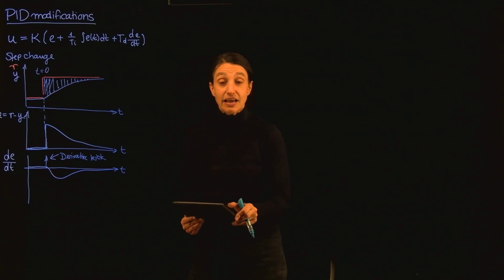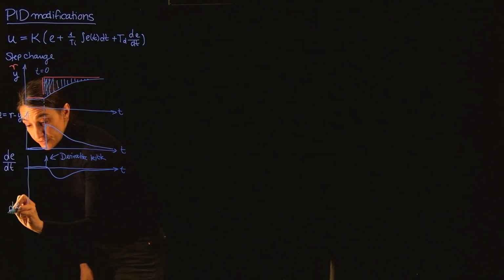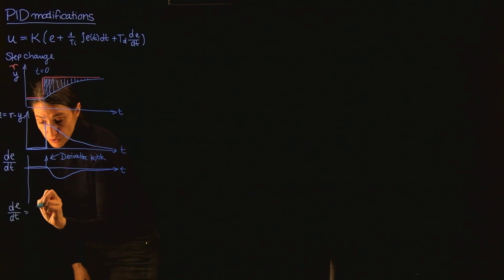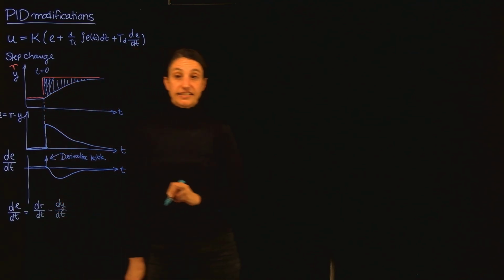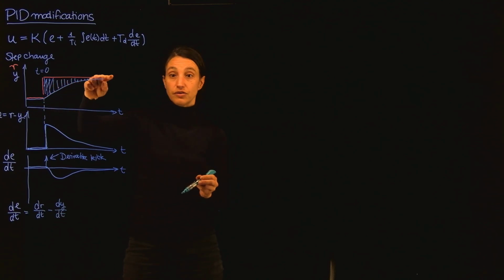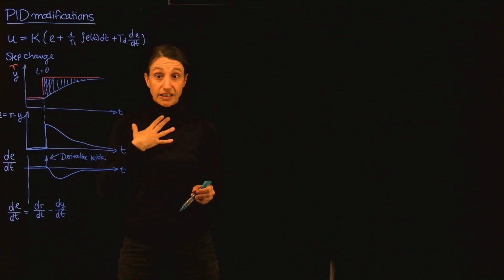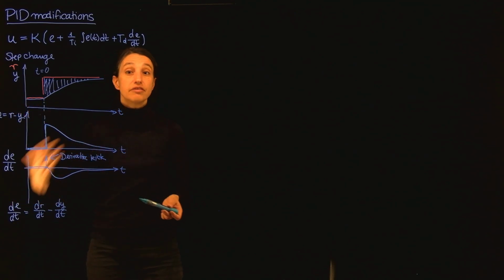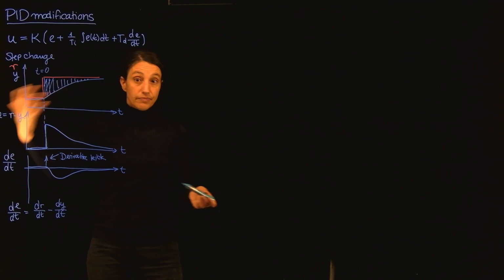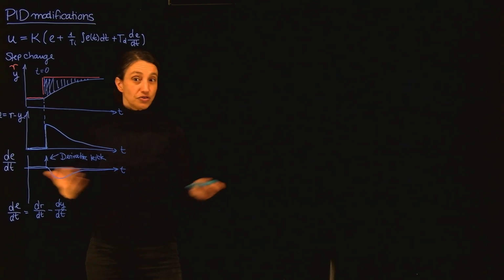So what we do instead is, first of all, we see dE over dt is equal to dR over dt minus dy over dt. And dR is this curve here. The derivative kick comes because of the R. For us with a constant set point, R is constant, so the derivative of R is 0. The derivative of a constant is 0. And it's 0 here, but in between it does this crazy kick. So don't use R. Okay?